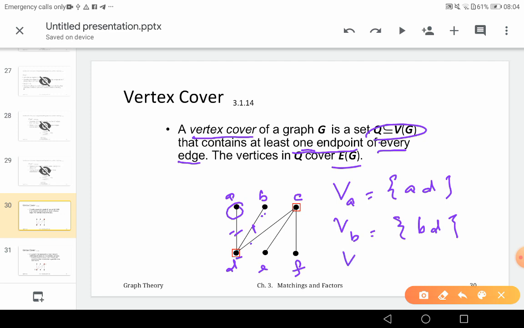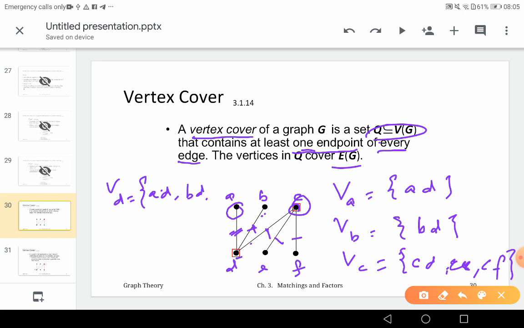Let's see vertex C. Vertex C covers edges CD, CE, and CF. Alright, and what about vertex D? Vertex D covers A, B, and C. So AD, BD, and CD.